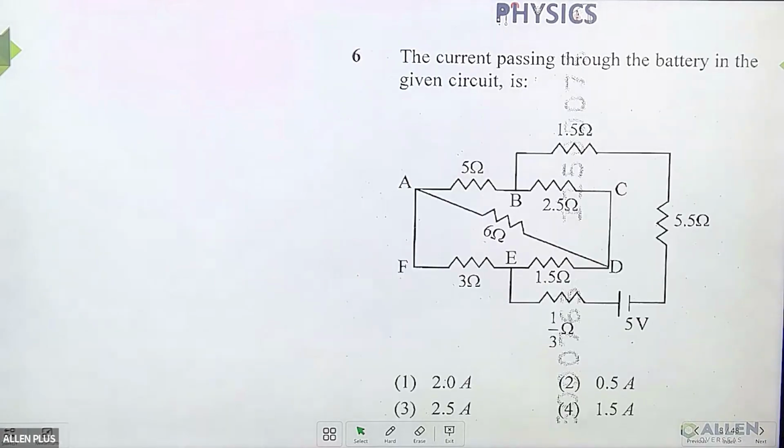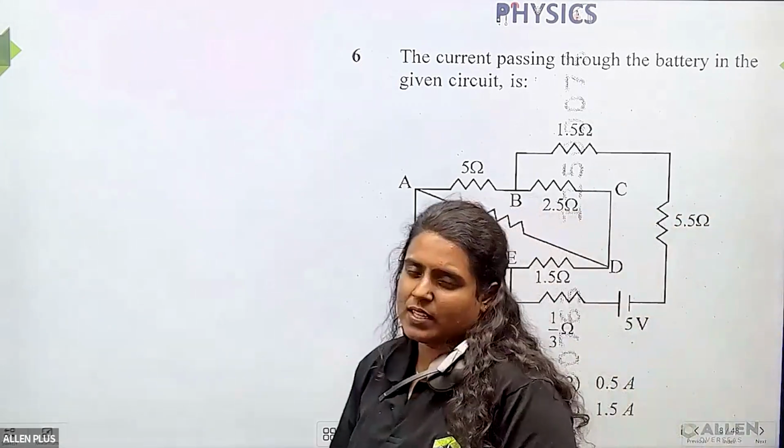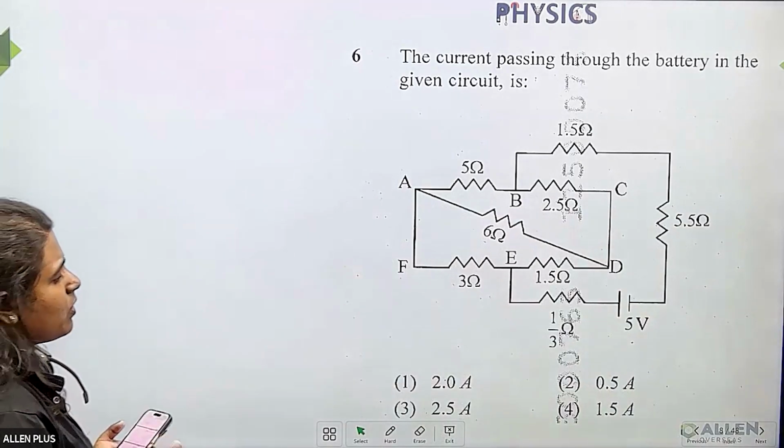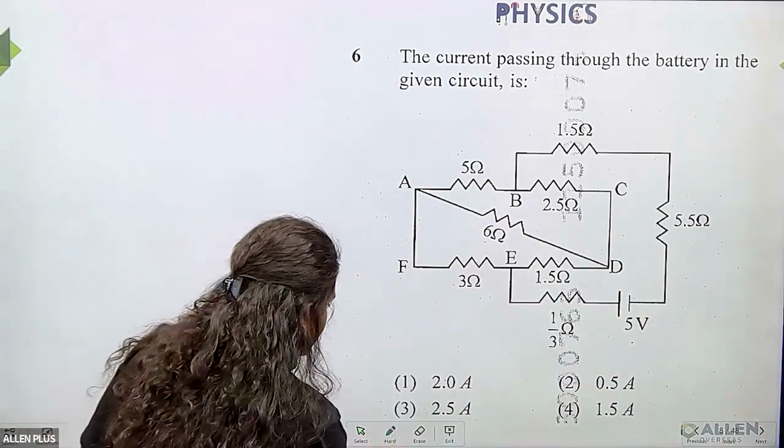The current passing through the battery in the given circuit is. So to find the current passing through the battery, my first target is to find the equivalent resistance in this particular case. How would you find the equivalent resistance? We can do the nodal point analysis over here.